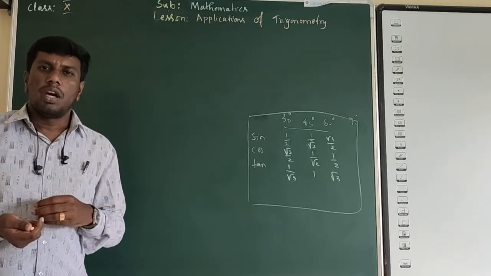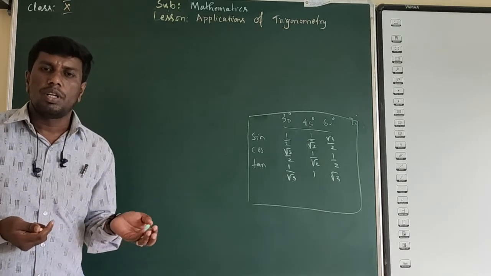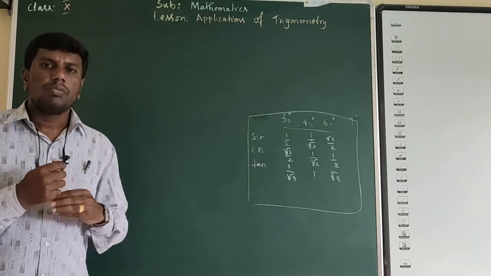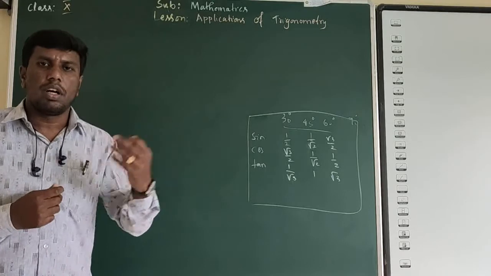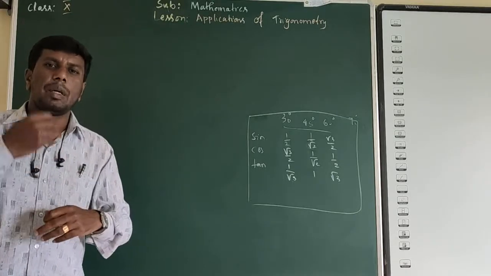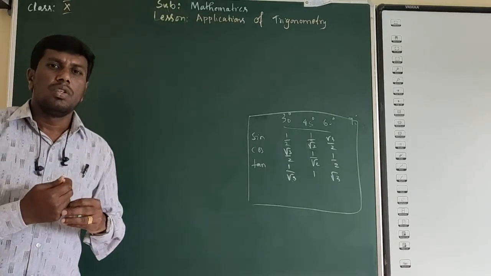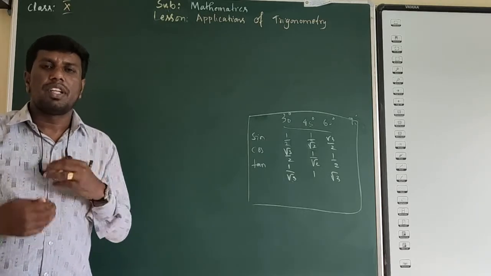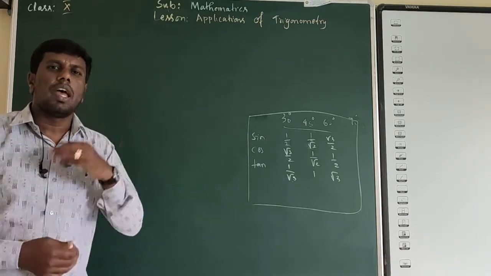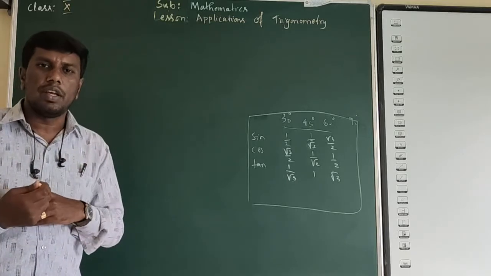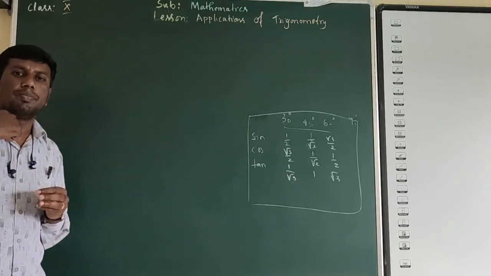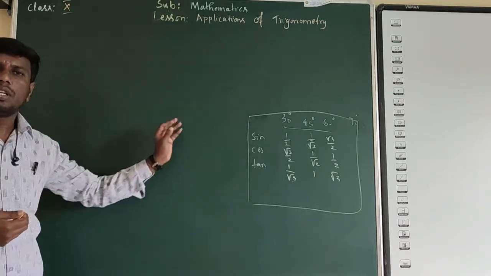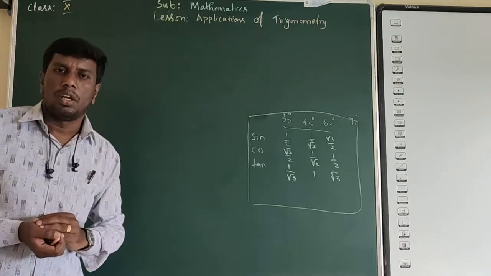So why are they going to use trigonometry? Because we can find out the distance of planets from the Earth, which we can't measure practically. So without calculating practically, how do we calculate the distance of the planets from the Earth? We have done it by using the trigonometry concept, right?